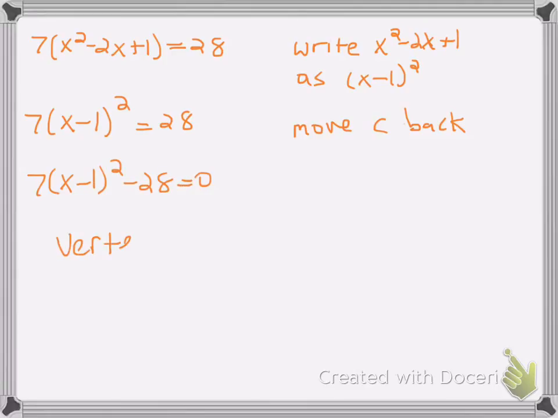Now we can write our equation in vertex form. Within that vertex form, you can get your vertex. We've got an a value. We can find zeros. We can do all that kind of stuff. But once we've finished all that stuff, we're done. So that's how you complete the square when your a value is not equal to 1.